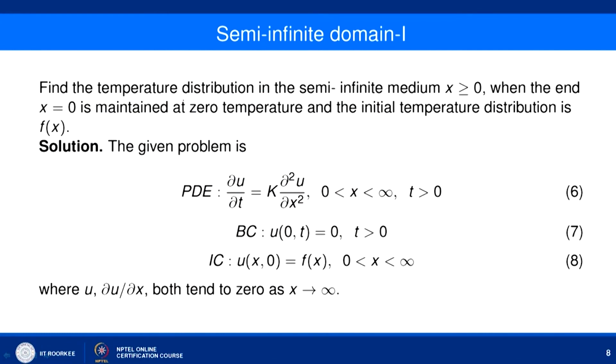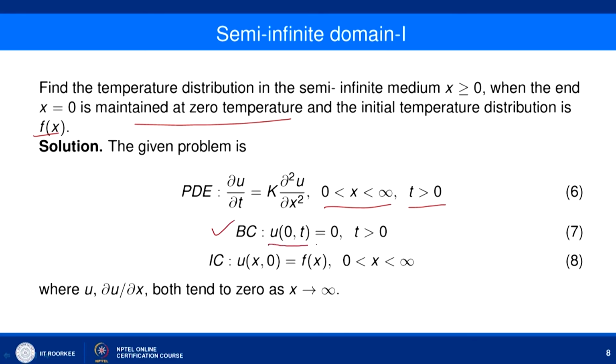So, we look at our problem like this: find the temperature distribution in the semi-infinite medium x greater than or equal to 0, when the end x equal to 0 is maintained at 0 temperature and the initial temperature distribution is given as f of x. So, the problem is ∂u/∂t equal to k ∂²u/∂x², x between 0 to infinity, t greater than 0.